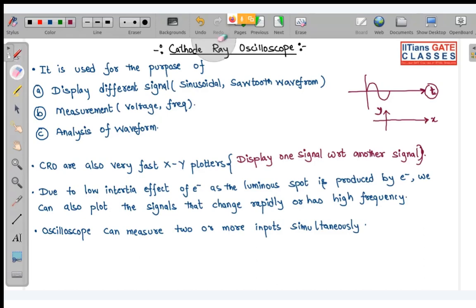So at this time, keep on writing whatever I am saying, because the CRO is a very theoretical topic. It's not like the Q meter or all the other topics that we have seen, which are basically application based. This is a theoretical topic. Okay. So as Shishir told, here basically the cathode ray oscilloscope has an electron emitter.